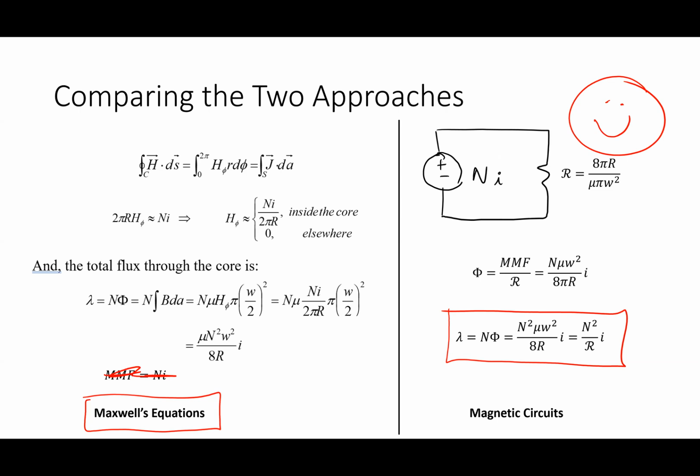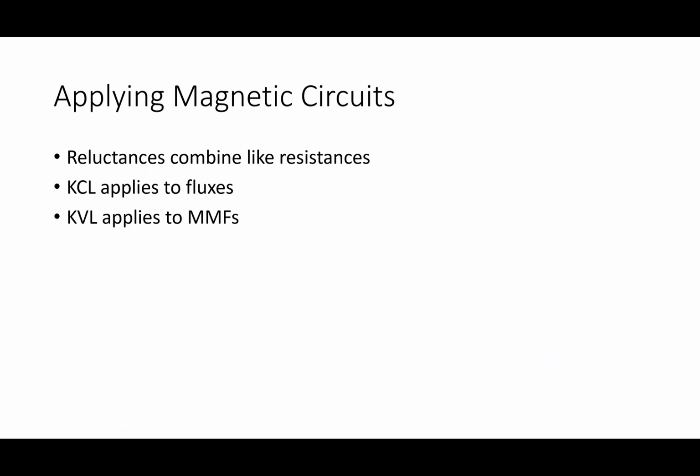All right. All of the magnetic circuits are just like electric circuits, right? Basically, reluctances combine like resistances. So if I have 2 reluctances in parallel, this is R2 and this is R1. You would say that R equals 1 over R1 plus 1 over R2, like that, right? If they're in series, you add them.